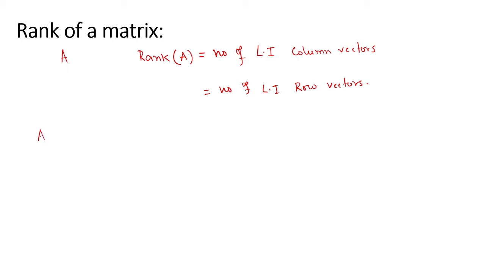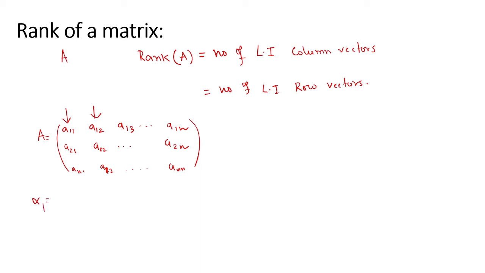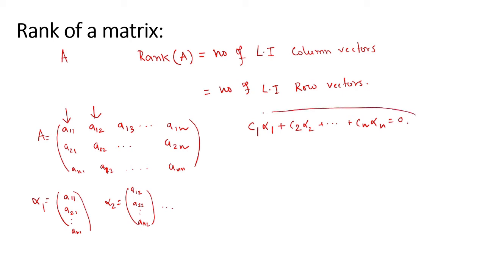We have already seen, if the matrix A has elements like this: A11, A12, A13 and so on up to A1n, A21, A22 up to A2n, AN1, AN2 up to ANN. You can see this is the first column, this is the second column. The first column we can call alpha 1, which is A11, A21 up to AN1. The second column, alpha 2, is A12, A22 up to AN2, and so on. In the earlier definition, we have seen how to check. First we take the linear combination c1 alpha 1 plus c2 alpha 2 plus up to cn alpha n, equate to 0, and we try to see whether the alphas are linearly independent or not.